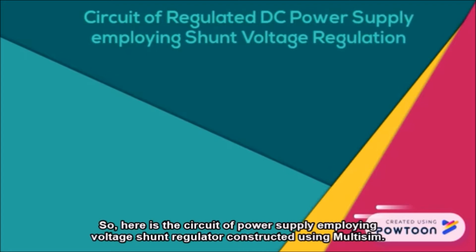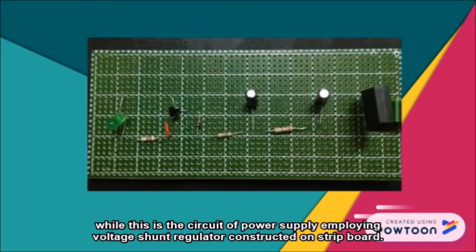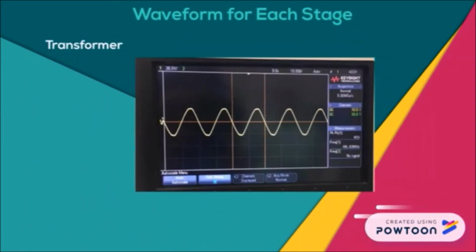So, here is the circuit of the power supply employing a voltage shunt regulator constructed using Multisim. Well, this is the circuit of the power supply employing a voltage shunt regulator constructed on a straight board. Now we will show the results of our waveform for each stage.